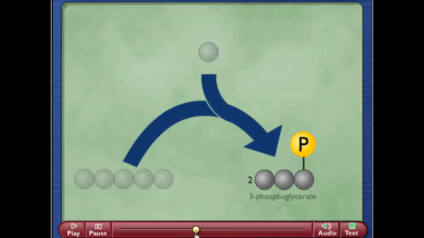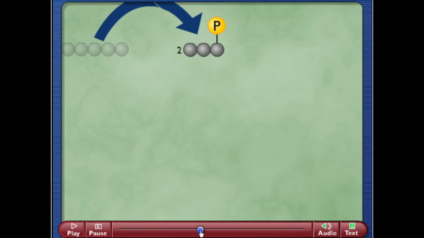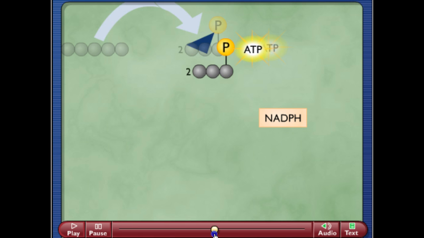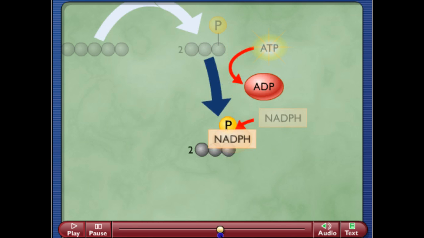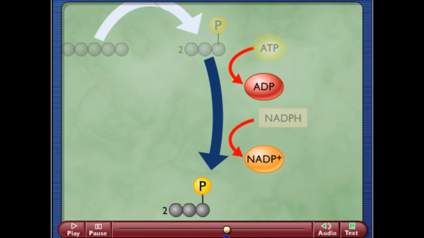Now, step 3. Now we'll use the products from the light-dependent reactions. Remember, there are 2 of them, NADPH and ATP. In step 3, we use the energy in ATP and the reducing power in NADPH. So the 3-phosphoglycerate molecules move through a series of reactions and are converted into 2 molecules of glyceraldehyde 3-phosphate. There's our ATP and NADPH.